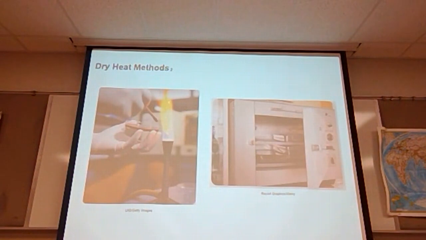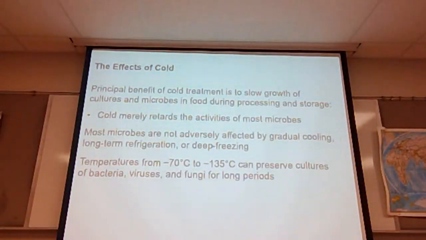So there's an example of somebody flaming their loop in the flame of a Bunsen burner. And again, here is an example of a hot air oven. The giant autoclave I used when I was at UALR is about that big. It actually was a combo autoclave. It could be a steam autoclave, or just by flipping a switch, it became a hot air oven. It actually had both processes.